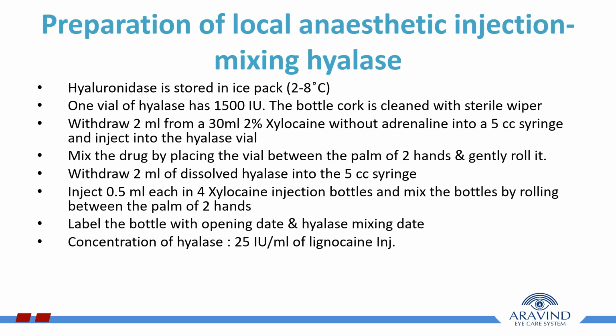Withdraw 2 ml of dissolved Hyalase into the 5 cc syringe. Inject 0.5 ml each in 4 xylocaine injection bottles and mix the bottles by rolling between the palms of 2 hands. Label the bottle with opening date and Hyalase mixing date. Concentration of Hyalase should be 25 international units per ml of lignocaine injection.